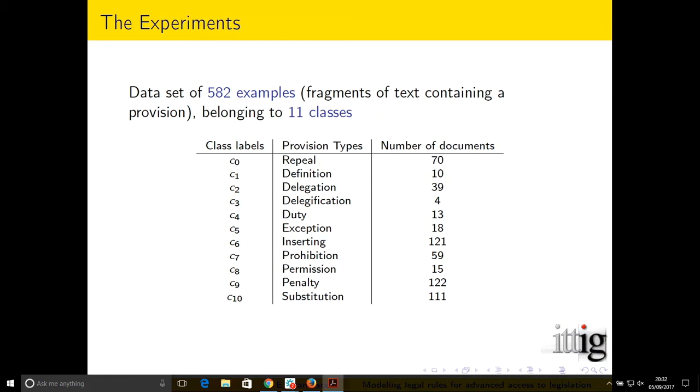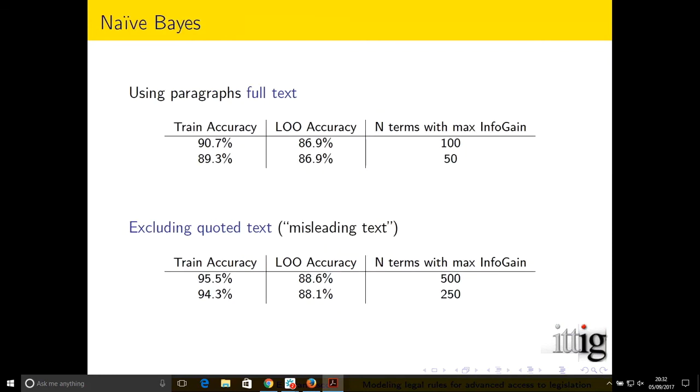And we have here the number of documents for each type. So for the knife-based approach, using the paragraph full text, we had a train accuracy of 90% and a so-called leave one out, LOO, accuracy of 86%.